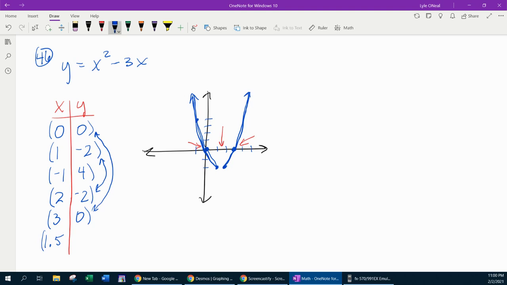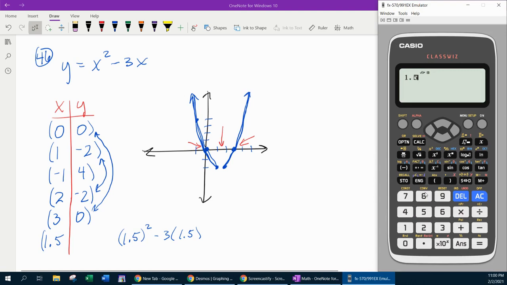All right, here we go. 1.5 squared minus 3 times 1.5. And if you're thinking, I don't really want to do that by hand, don't do it. Use the calculator for that, okay?